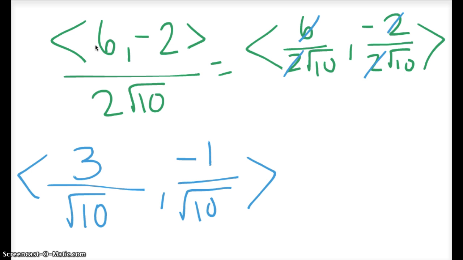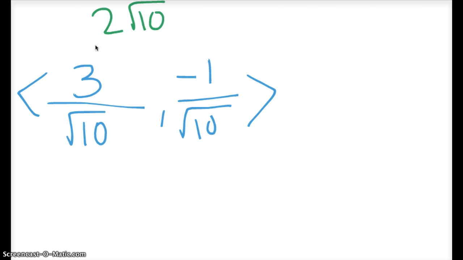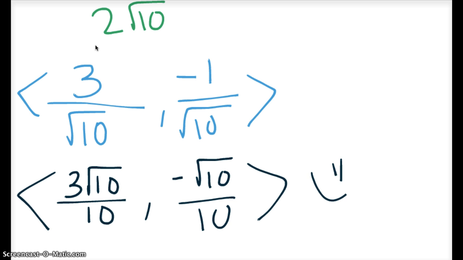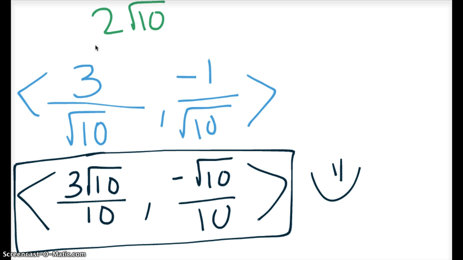And remember, if you want to rationalize something, we need to multiply by rad 10 over rad 10. You don't have to show this if you are already on rationalizing autopilot, but when you do simplify this, what you should end up with is 3 rad 10 over 10, negative rad 10 over 10. Smiley face, you're happy, you're simple. The fractions might be messy, but this is a unit vector in the same direction as the vector we started with.